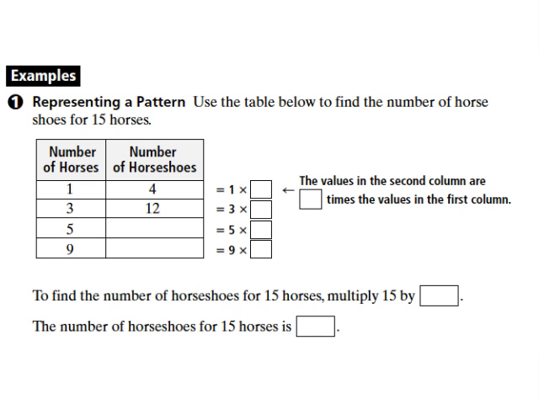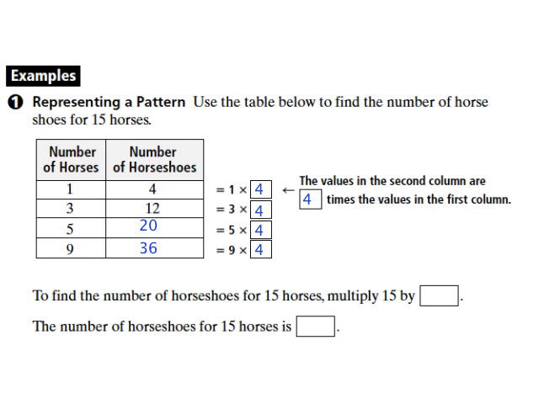Example number 1, representing a pattern. Use the table below to find the number of horseshoes for 15 horses. Well, one horse would have 4 shoes. 3 horses would have 12 shoes. 5 horses would have 20 shoes. 9 horses would have 36 shoes.